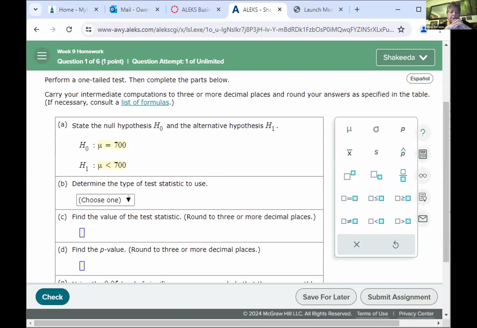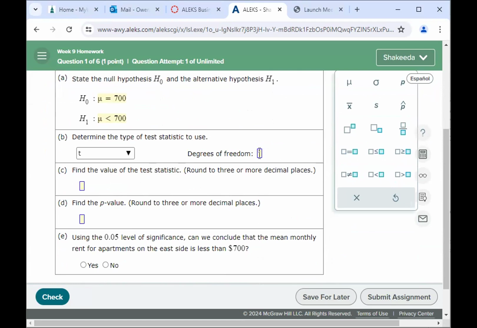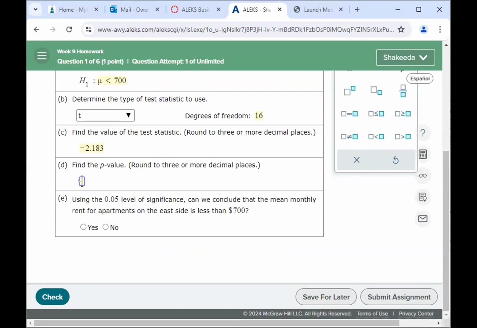Good. Okay. T-test. Degrees of freedom, I have 16. Test statistic, I have... you said it can't be negative though, right? Yes, it can. Negative 2.18. No, wait, 3? 3 decimals.